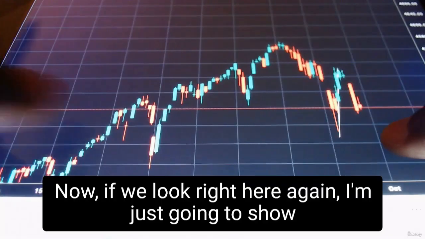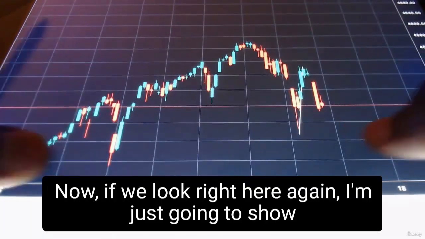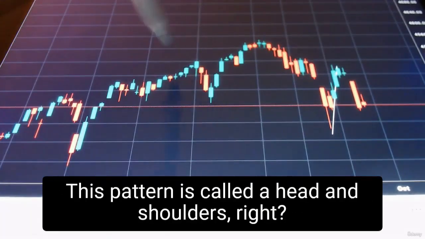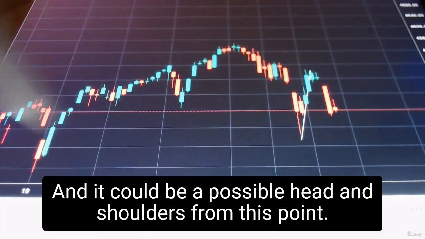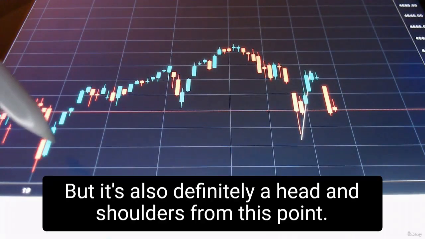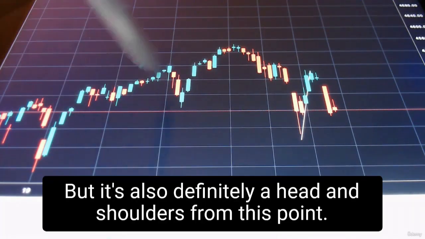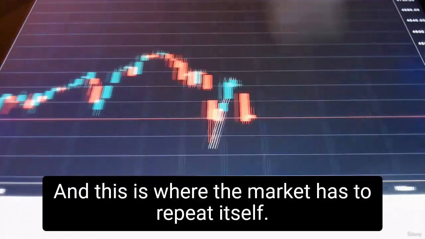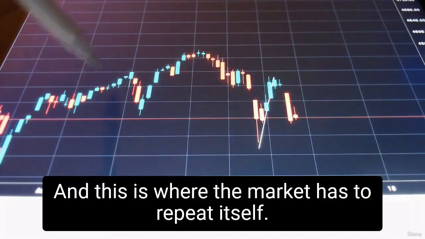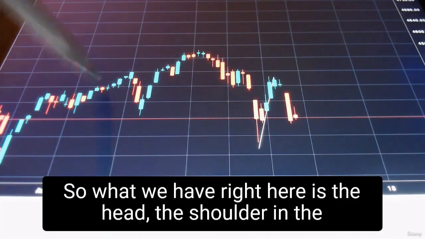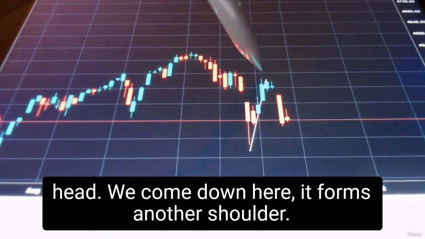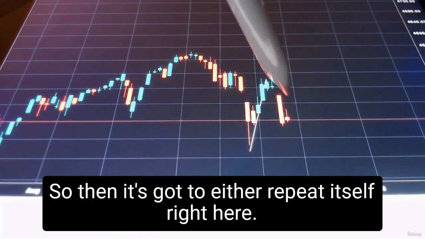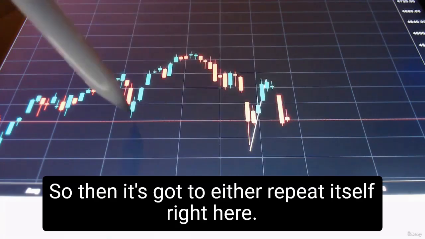Now, if we look right here, again, I'm just going to show you another pattern. This pattern is called a head and shoulders, right? It doesn't matter, and it could be a possible head and shoulders from this point, but it's also definitely a head and shoulders from this point. And this is where the market has to repeat itself. So what we have right here is the head, the shoulder, and the head. We come down here, it forms another shoulder. So then it's got to either repeat itself right here.